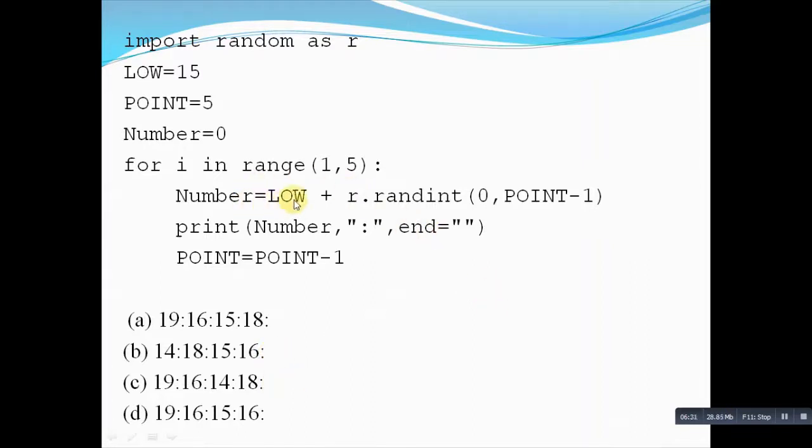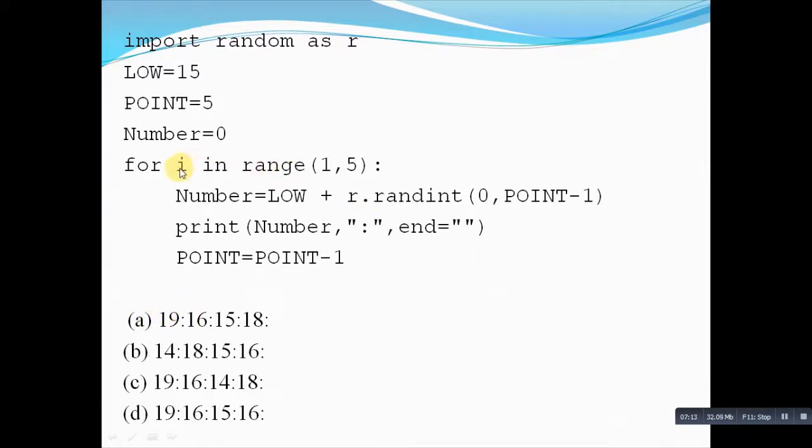Is there any chance of getting 14 from here? There is no chance of getting 14 because the lowest value stored in number is 15, and from that particular point of view you can even cancel out this particular option, that is option C. Option C is also cancelled. So print number, it may be 19, it may be 18, 17, 16 or 15. So if you see option A, it is 19, option D is also having 19. So from that point of view, both are still standing here.